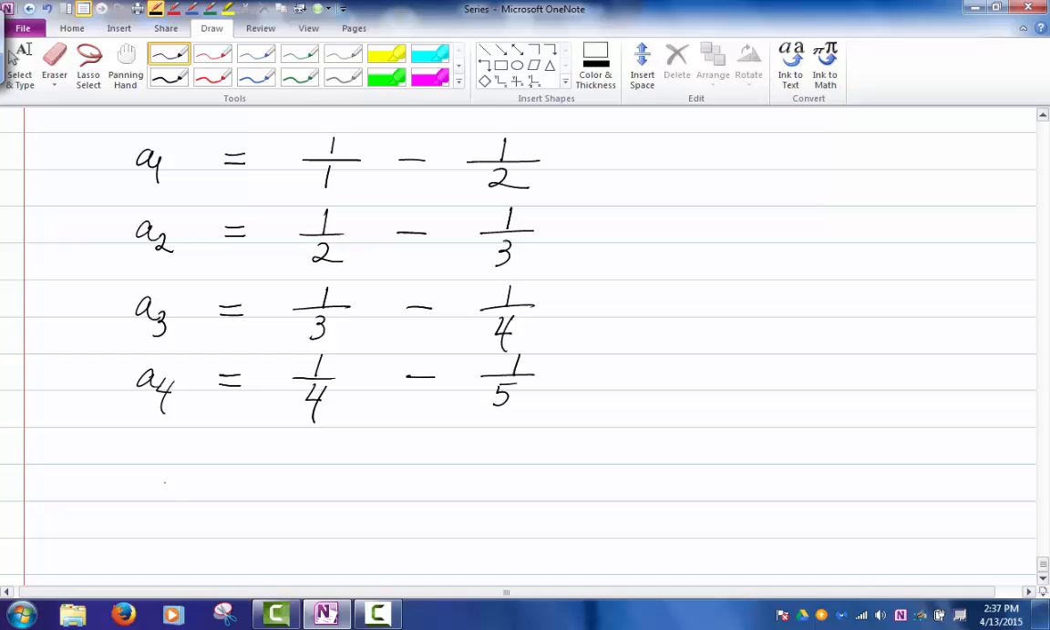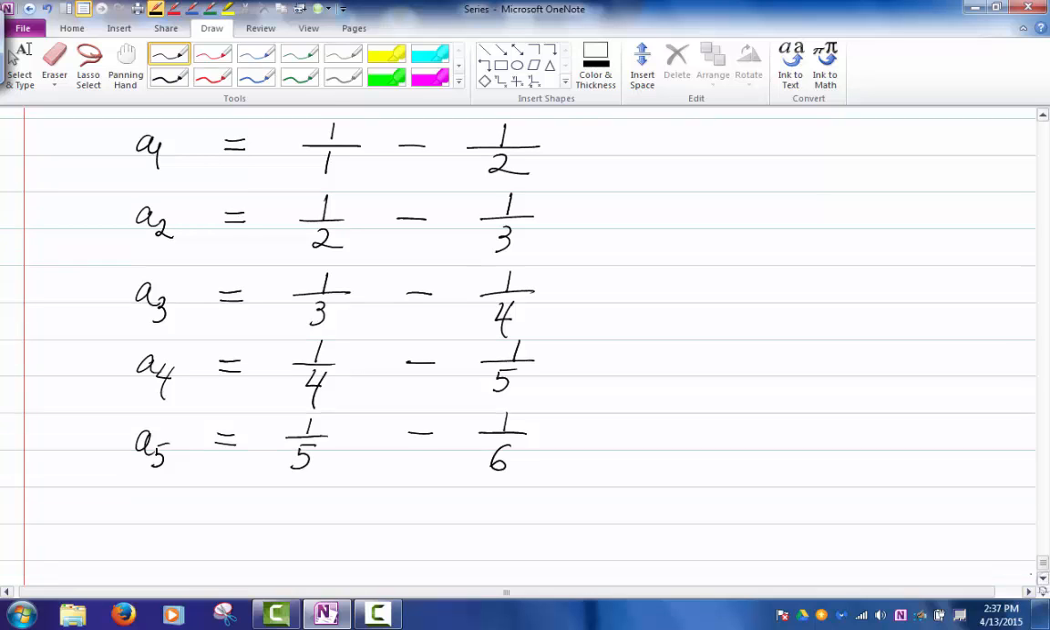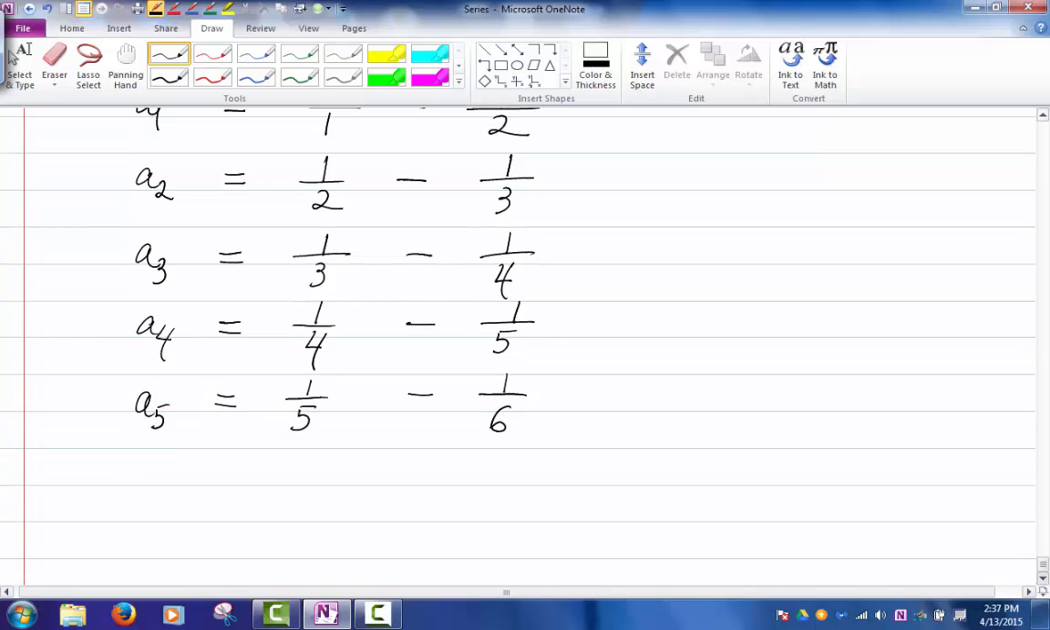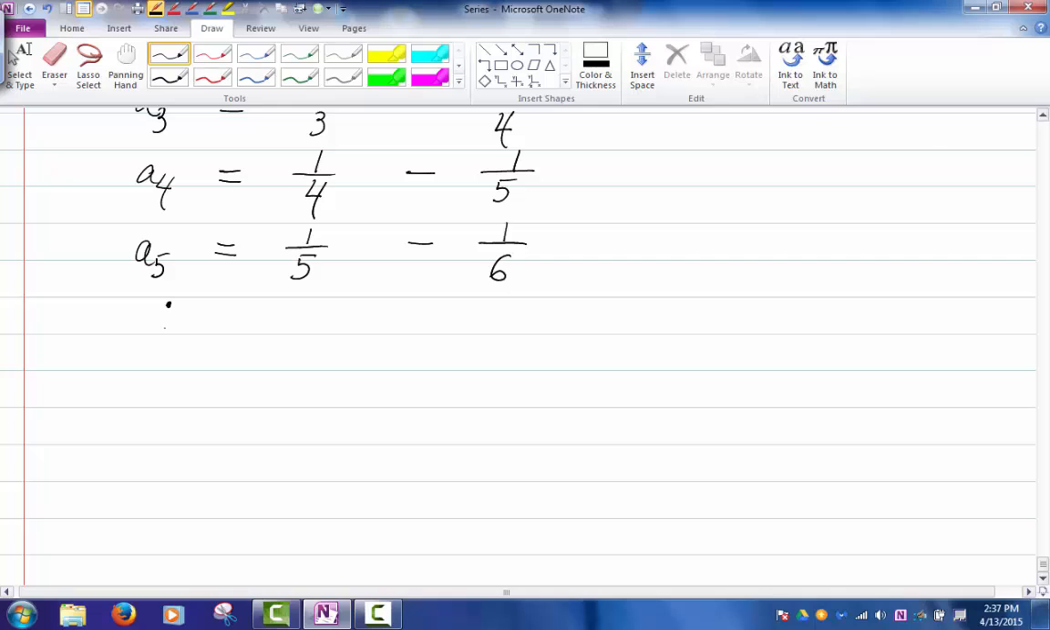Okay, feel free to stop me whenever you feel like you have seen enough. Okay, 1/5 minus 1/6. Well, I'm now going to say dot dot dot, and I'm going to compute the n minus first term. What would be the formula for the n minus first?